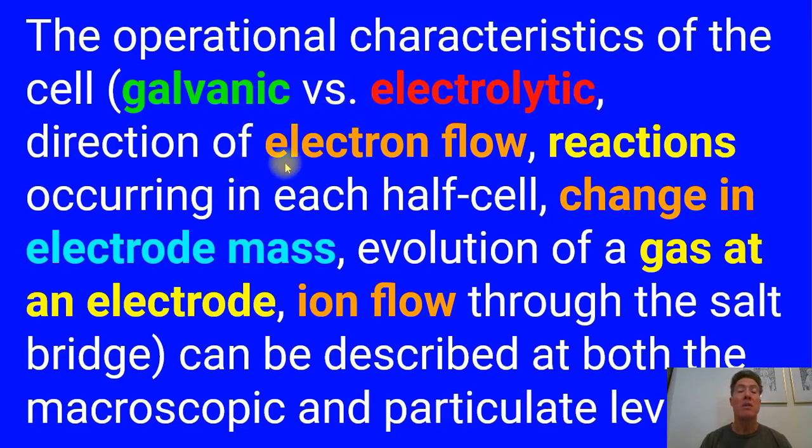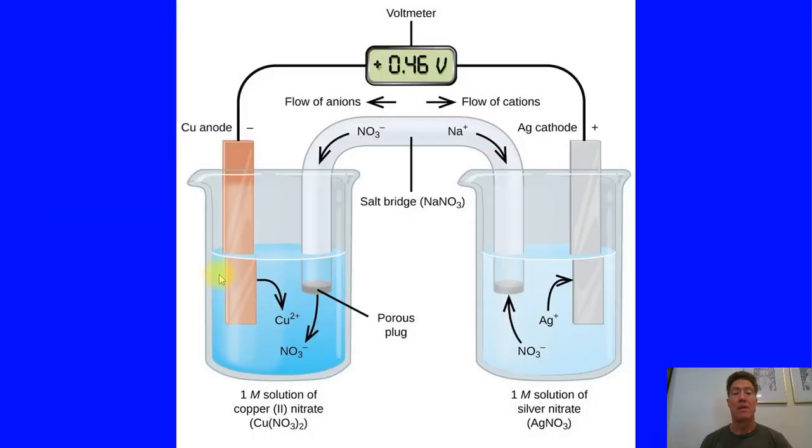So we're going to look at the direction of electron flow, the reactions that are occurring in each half cell, changes in the electrode masses, whether we get a gas at the electrode, how the ions flow through the salt bridge, all those things. So this is, again, a standard half cell, galvanic cell, voltaic cell situation. And what we have here is a reaction going on in this half and a reaction going on in this half. And the reaction going on in this half is the ionization of copper.